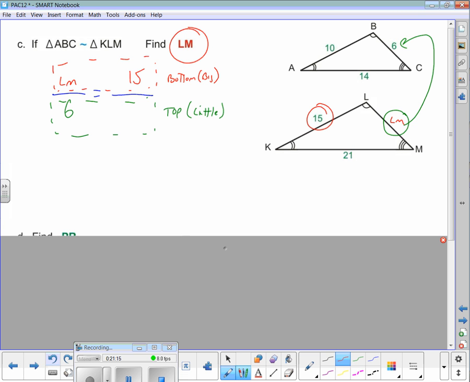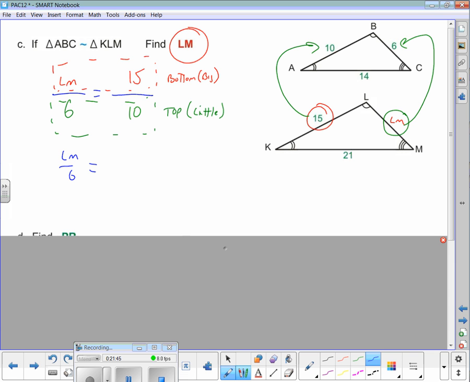and what is the 15? Look, the 15 is the K to L. So therefore, it would go with what? The A to B. And what is the A to B on the other triangle? You can see it's the 10, so I've got to put the 10 on the bottom. Okay, that's my proportion. Let me rewrite it so I can refresh your memory on how to solve it.